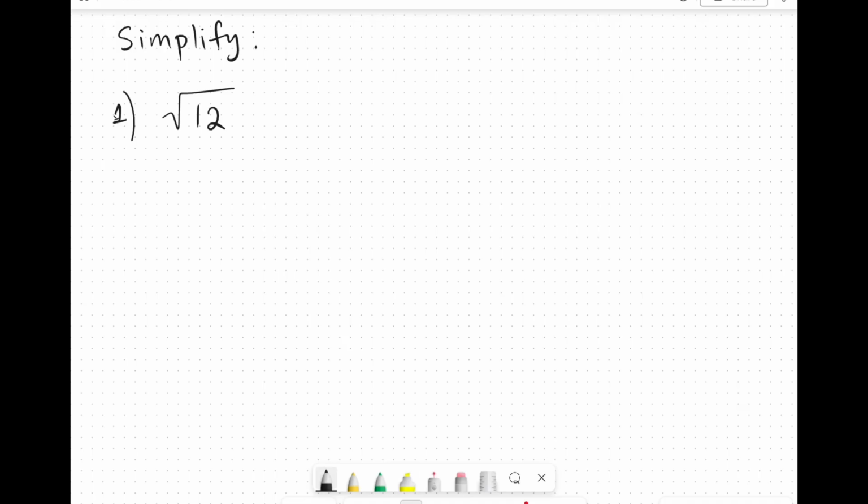Think about a pair of numbers that multiply to 12. There are a couple of options for 12. It can be 2 times 6, it can be 3 times 4. It really does not matter how you begin breaking your 12 down, as long as the two numbers that you choose multiply to 12. I'm going to do 2 times 6.